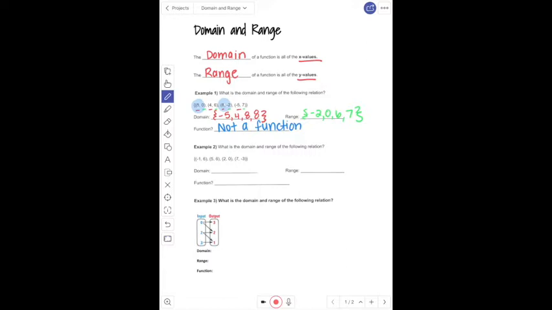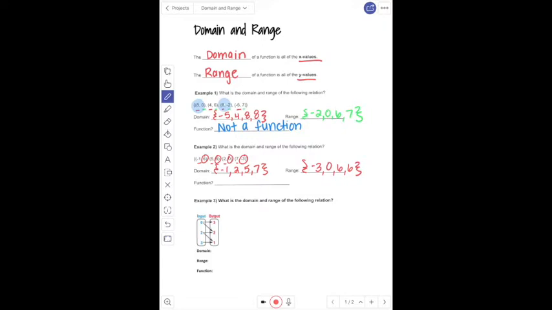So then for our next one, again, we're going to list out those values here. So we're going to start with our domain. So we have -1, 5, 2, and 7. We're going to put them in a set from least to greatest. So -1, 2, 5, and 7. And for our range, we have 2 6s, a 0, -3. So -3, 0, 6, and 6.